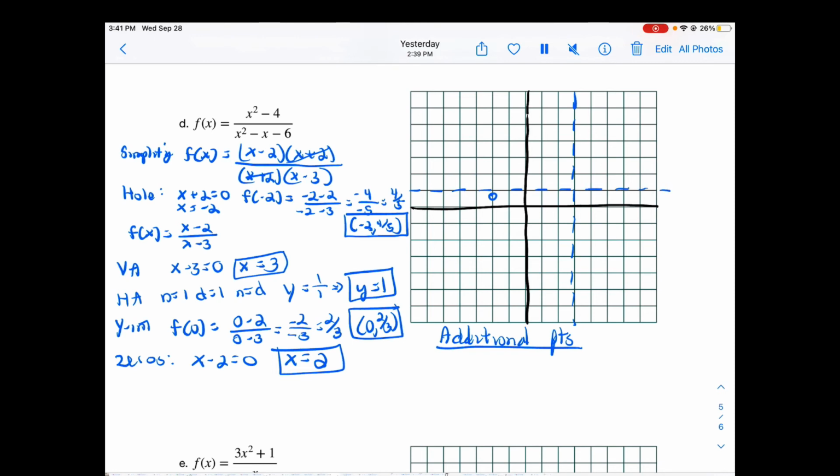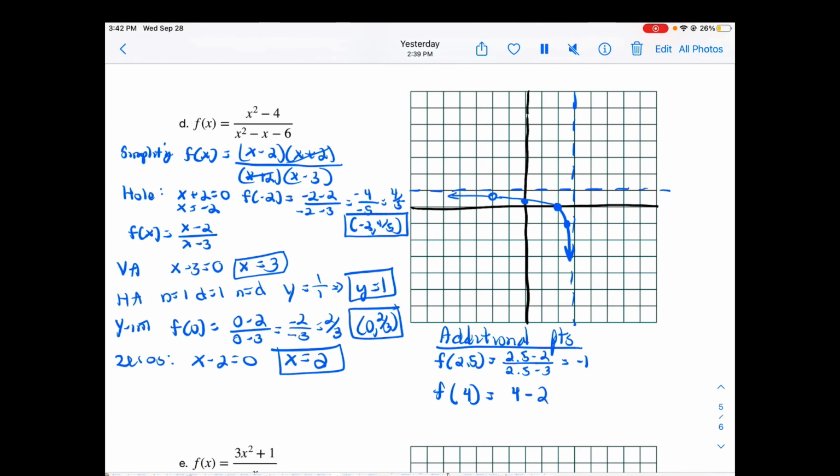Y-intercept at 0, 2/3, so put a dot. A 0 at x equals 2, so put a dot there. So the y-intercept is already a point to the left of my x-intercept, so I'm good for that piece. So I now just need a value in between my x-intercept and my vertical asymptote. I'll choose 2.5. And so I get the point 2.5, -1, plotted that, and gave that side of the curve.